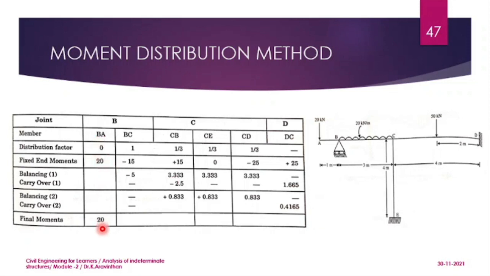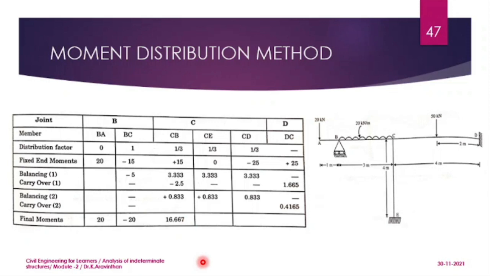So you will be getting 20 here. Add all this, you will be getting minus 15, minus 5 will be minus 20. Now add this moment here. See, you don't have any moment at joint B and joint C, hence we are stopping the iteration. Why we are stopping at 0.04165 is, we don't have any moment at either B or C, hence we stop the iteration and just add everything.